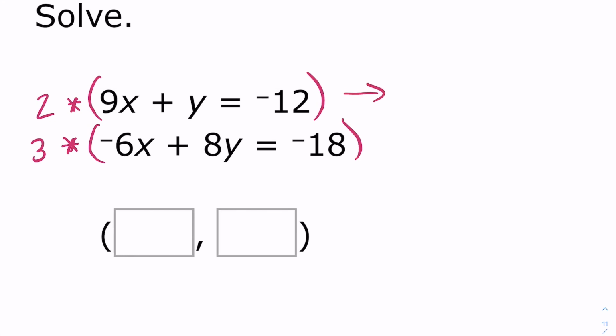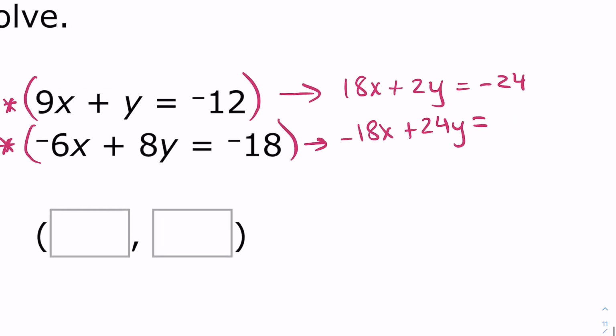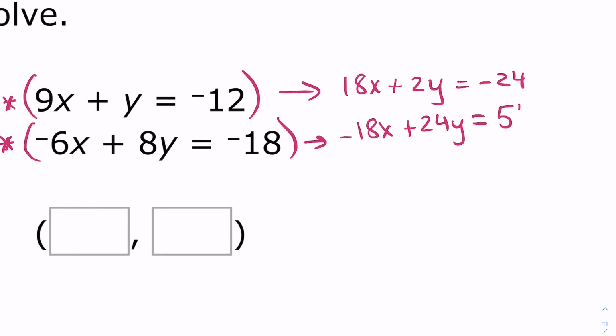So multiplying both of them, it's going to be crazy. Here we're going to have 18x plus 2y equals negative 24. And for this one, I'm going to have negative 18x plus 24y equals, 18 times 3, I just want to make sure I get that right. 18 times 3 is 54, yeah. Okay, and 54.